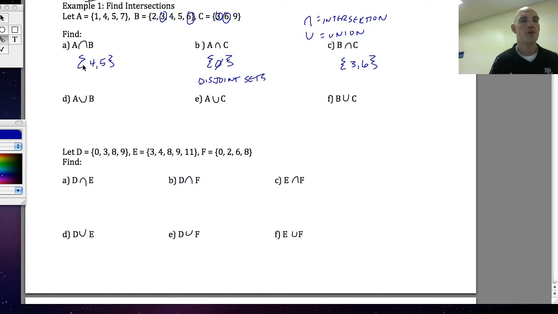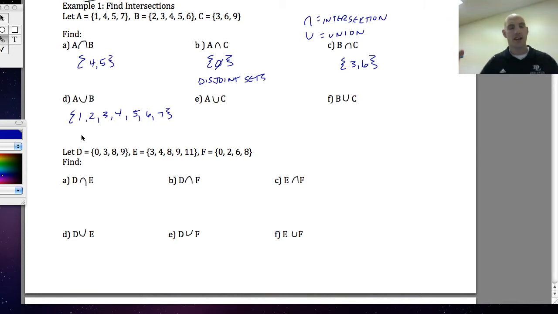What about A union B? That's everything in A and everything in B. Once again, let me erase these circles. And we're going to put down everything that's in A or B. So A is 1, B has a 2 and a 3. They both have a 4, a 5, a 6, and a 7. 1, 2, 3, 4, 5, 6, 7 is going to be both of them together. That's all of the elements in A or B together.